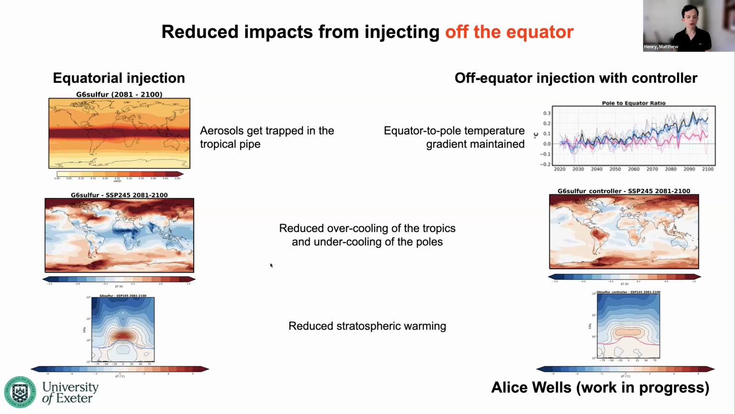And finally, it is known that doing stratospheric aerosol injection with SO2, you get some stratospheric warming, but the stratospheric warming is a lot stronger if you inject at the equator than if you inject off the equator.